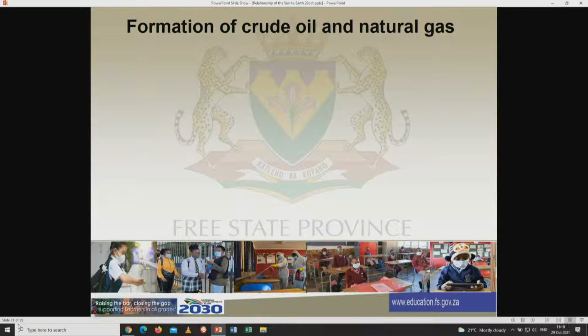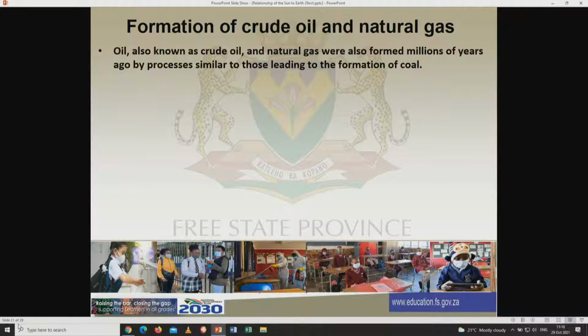Now let's discuss formation of crude oil and natural gas and look for the similarities of the formation of coal and formation of crude oil and natural gas. Let's begin. Oil, also known as crude oil, and natural gas were also formed millions of years ago by processes similar to those leading to the formation of coal.